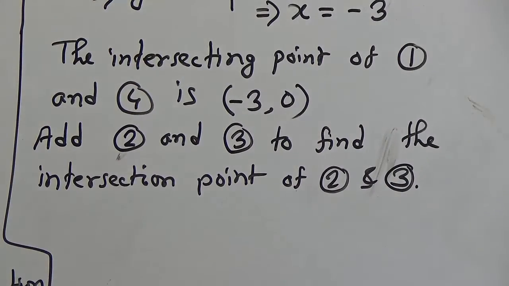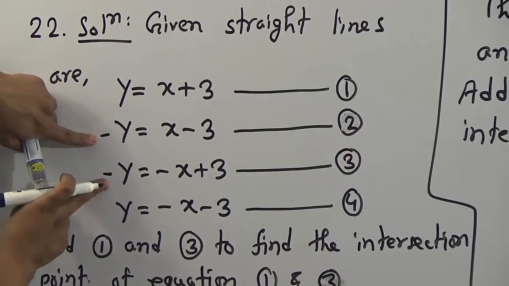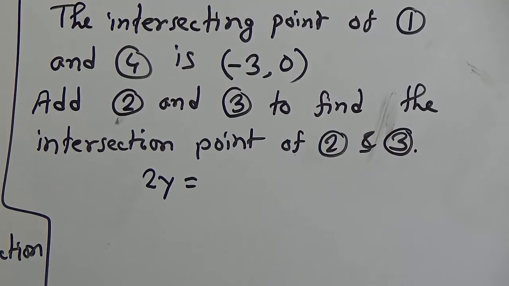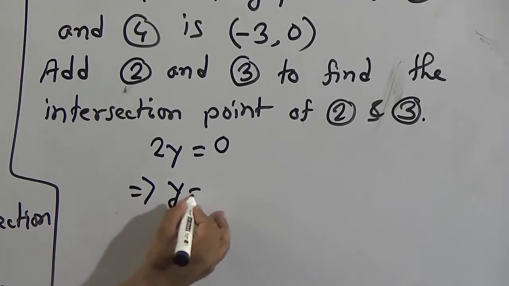Now add 2 and 3, how much would it be? Look at equations 2 and 3, it's y and y in the left side. So y and y will become 2y in the left side, that's equal to, in the right side, x and x will vanish, okay, and dear students, minus 3 and plus 3 will also vanish. That means again we have got y equal to 0.